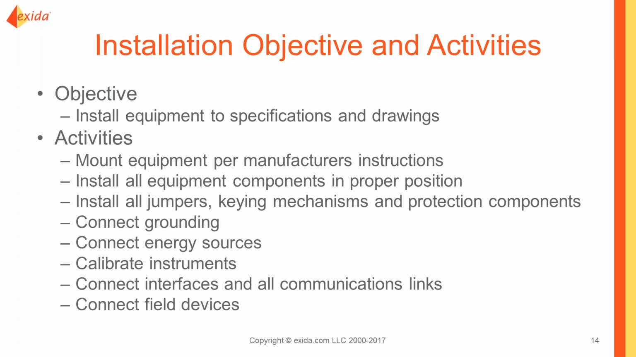So as we're getting ready for this pre-startup safety review or FSA 3, often where you're going to be installing the system. So in installation, we want to make sure the equipment is installed per the specification and drawings, and the typical activities, as with any installation: mount the equipment per instructions, install all the components, make sure the jumpers and key mechanisms are correct, make sure the grounding's there, connect the energy sources, calibrate the instruments, connect the interfaces, connect the field devices. So much of what you want to verify in the FSA are steps that are occurring in the normal installation and startup of a system.